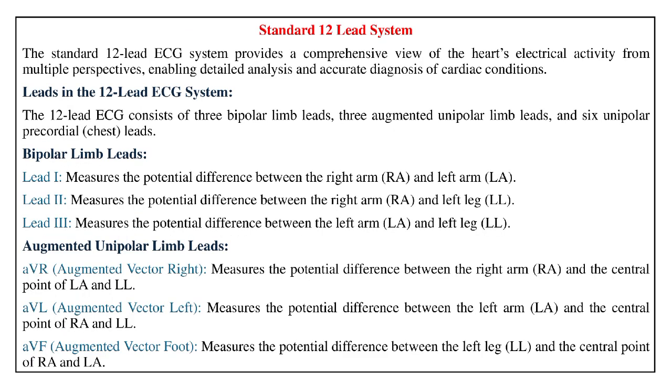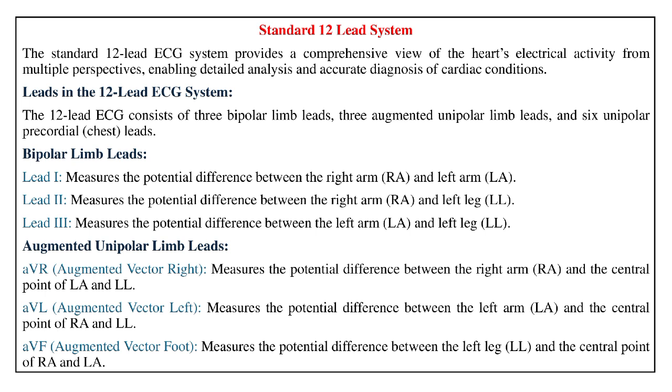Standard 12-lead system. The standard 12-lead ECG system provides a comprehensive view of the heart's electrical activity from multiple perspectives, enabling detailed analysis and accurate diagnosis of cardiac conditions. Leads in the 12-lead ECG system. The 12-lead ECG consists of 3 bipolar limb leads, 3 augmented unipolar limb leads, and 6 unipolar precordial chest leads.